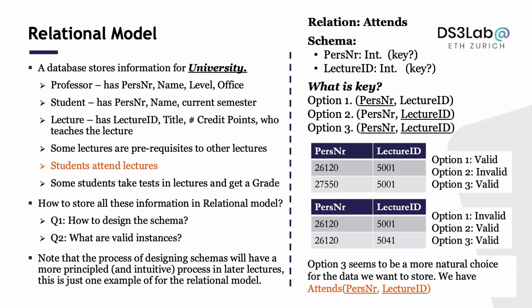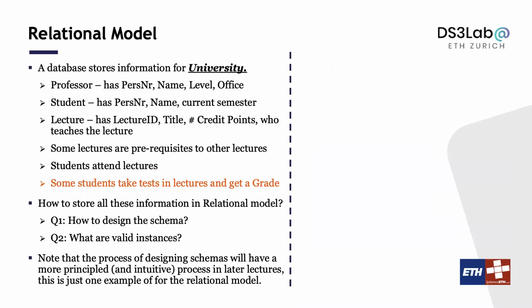It would have the primary key as a combination of the student ID, the personnel number, and also the lecture ID. Because that would allow one student to take multiple courses and also one course to be taken by multiple students. If you do option 1 or option 2, you are actually rejecting one of those cases. You end up with one course with only one student, or one student can only take one course. That's not really reasonable in many of the applications that we are looking at. That would be a very weird university to attend.